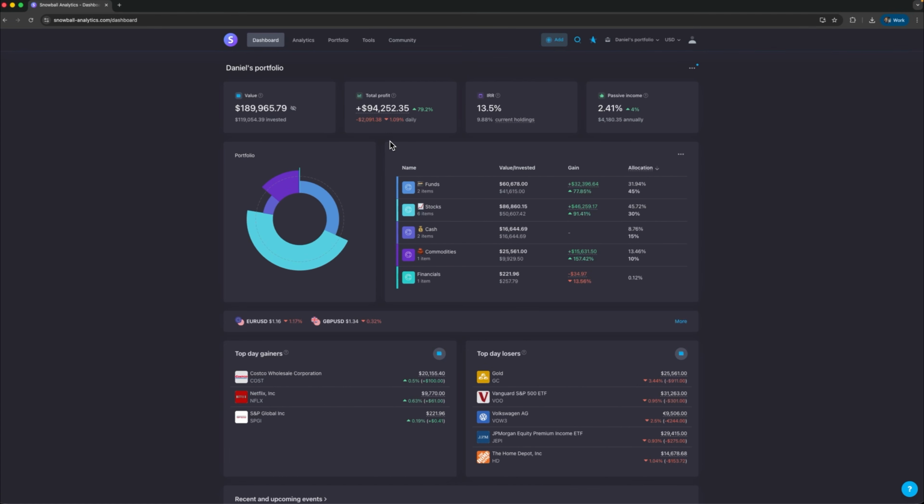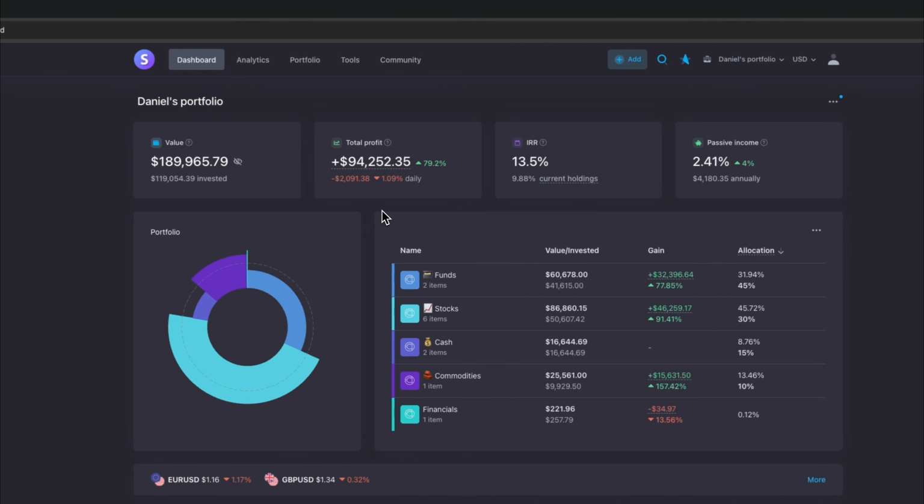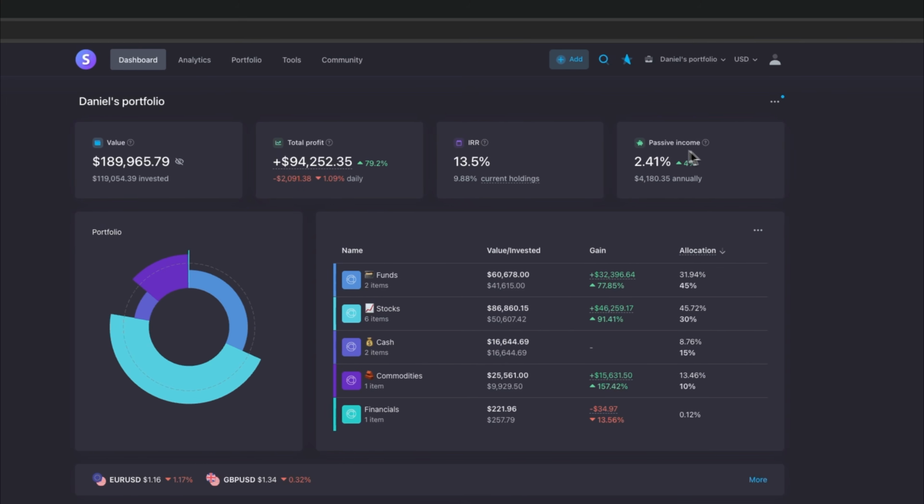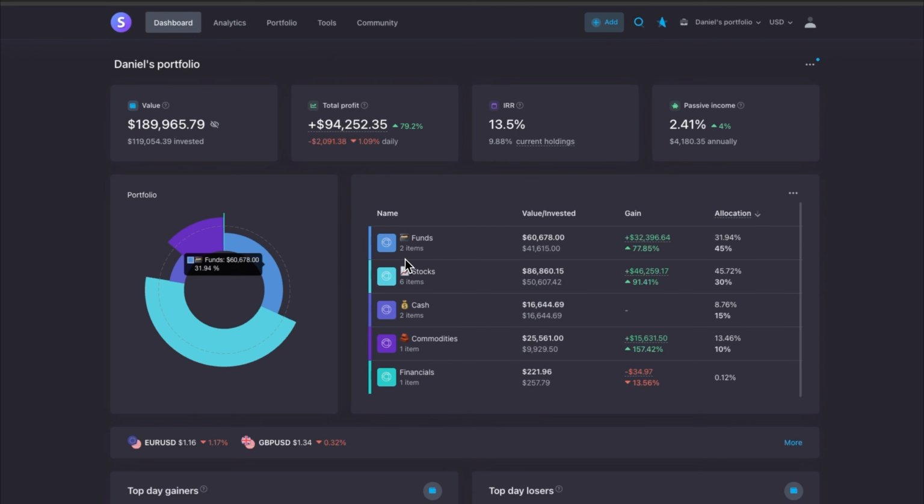Friends, let's start with the dashboard. For a technical investor, the most important thing is always the numbers. Right away, we can see the total portfolio value, which in this example is around $190,000. But the metric that really matters here is the income section. The platform estimates that this portfolio generates a little over $4,500 per year. That translates to a yield of about 2.41%.